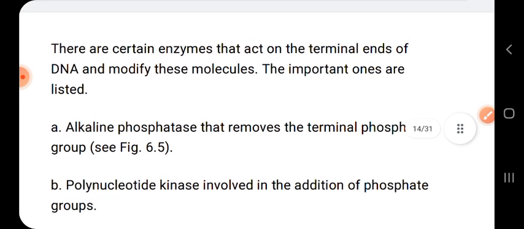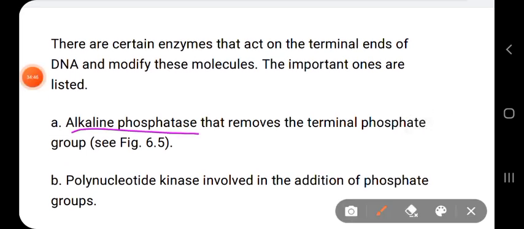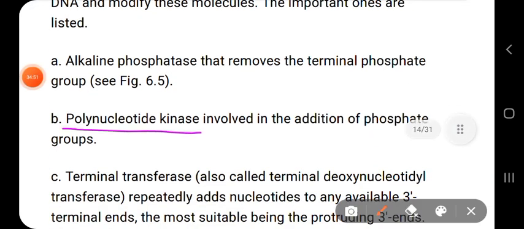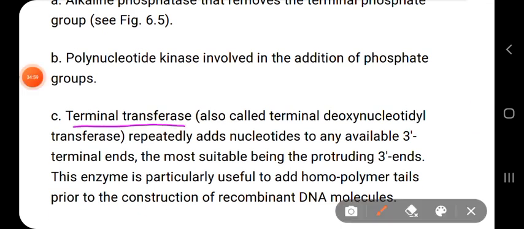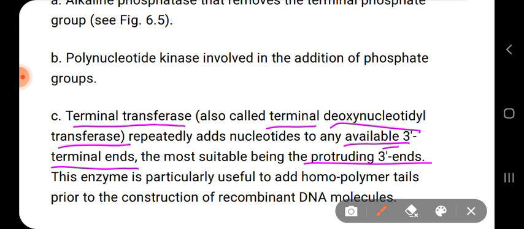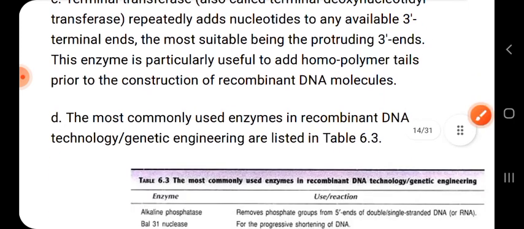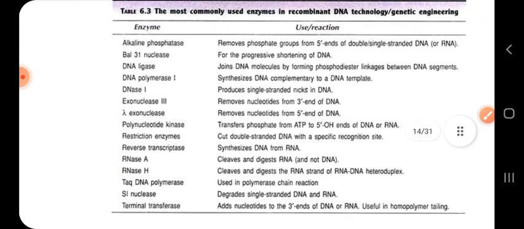Then some other modifying enzymes like alkaline phosphatase, which removes the terminal phosphate group, I have said. Then polynucleotide kinase, which adds phosphate groups, opposite of alkaline phosphatase, right? Then terminal transferase, also called terminal deoxynucleotidyl transferase. These are specially used to add nucleotides at 3' ends to generate sticky ends that I have also said before, to make protruding ends. And it is used in homopolymer tailing that I have said a little bit ago. So these are some examples.